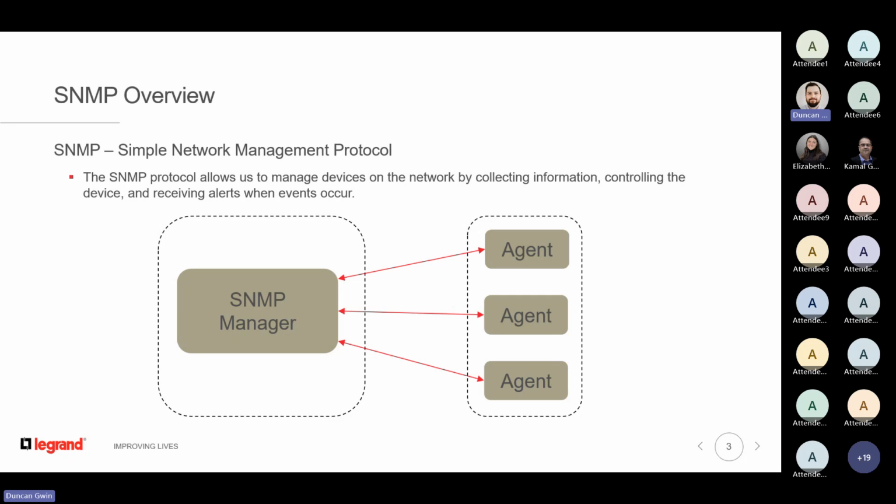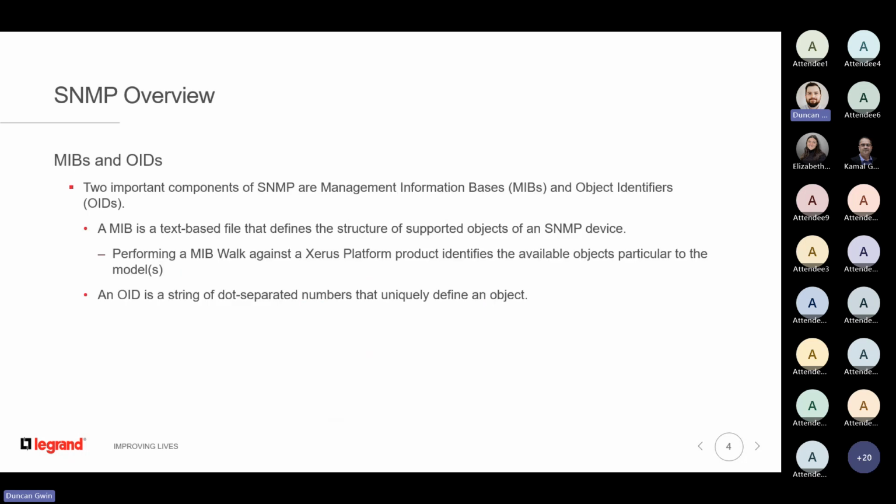So two important components of SNMP are going to be MIBs and OIDs. The MIB is a management information base, which is a text-based file that defines the structure of supported objects for an SNMP device. Performing an SNMP walk or a MIB walk against your Xerus platform product, such as a Raritan PDU or Smart Rack controller, will identify what objects are available for your model. That will vary depending on what that model supports.